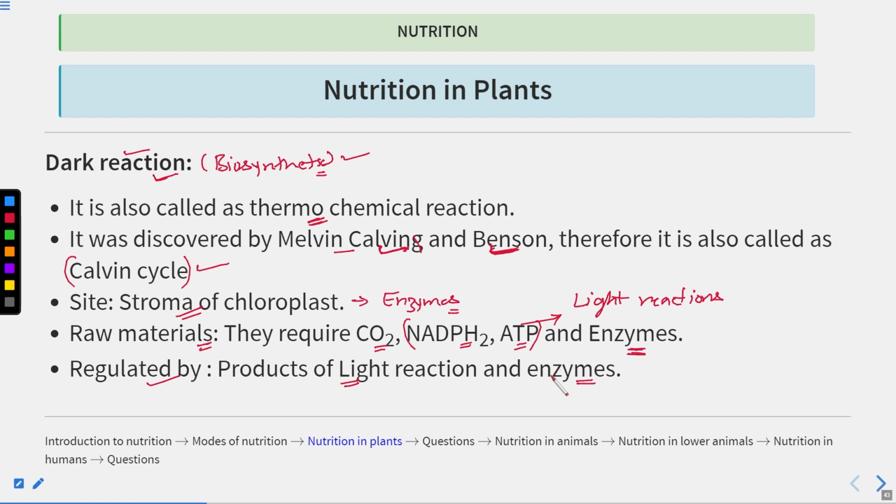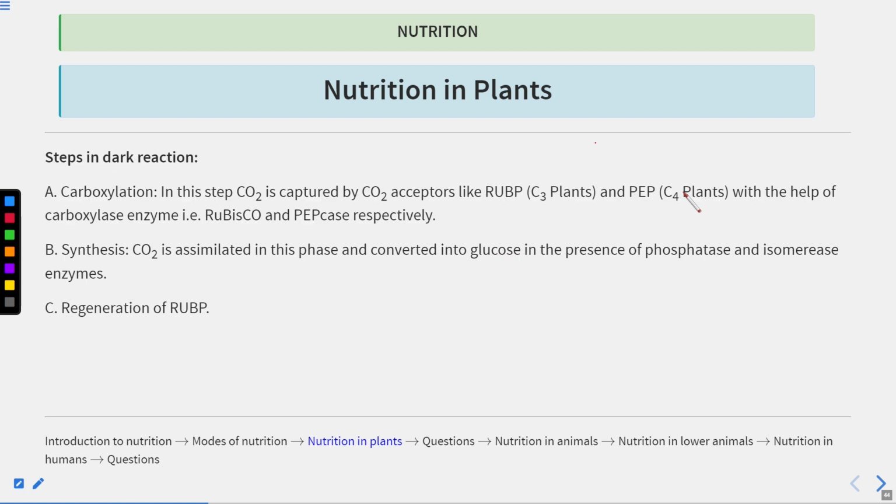There are a lot of enzymes involved and a series of steps in the dark reaction, and all these reactions are enzymatically controlled and they require the products of the light reaction, ATP and NADPH2. Clear? Now let's discuss the steps involved in the dark reactions, or you can say the steps involved in the Calvin cycle or C3 cycle. In the dark reaction, the Calvin cycle occurs. So these are the steps.